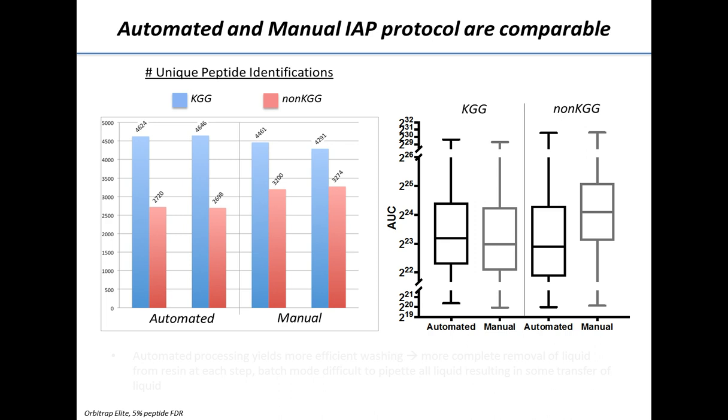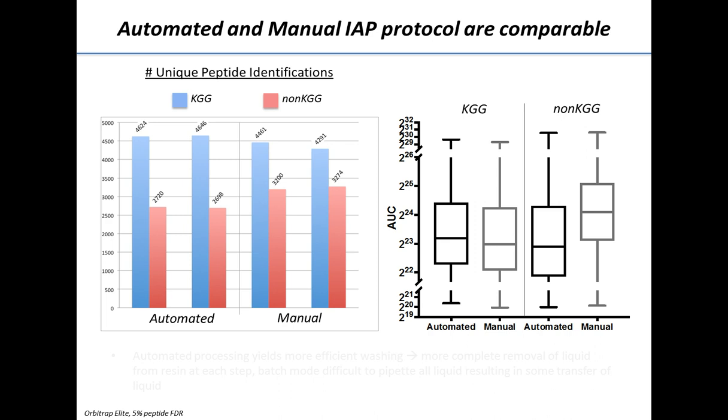On the left-hand side, what you'll see graphed are the number of unique peptide identifications that came out from the automated sample prep versus the manual sample prep. In blue bars are the number of identifications of KGG peptides, and in red bars are the number of peptide identifications coming from nonspecific identifications or non-KGG peptides. And what I hope you can appreciate is that we do get similar numbers of KGG peptides identified via the manual protocol and the automated protocol.